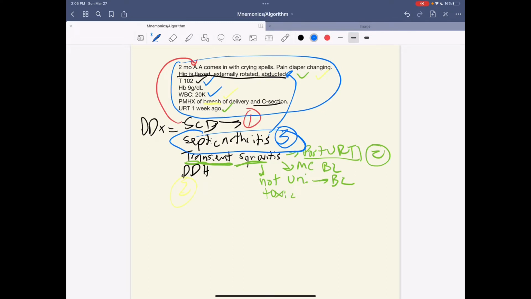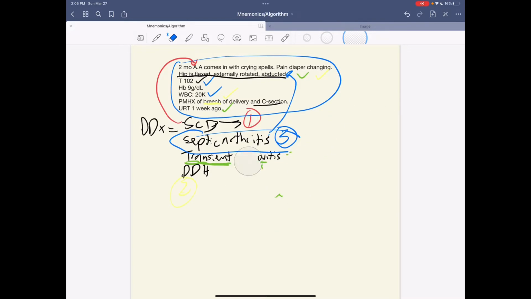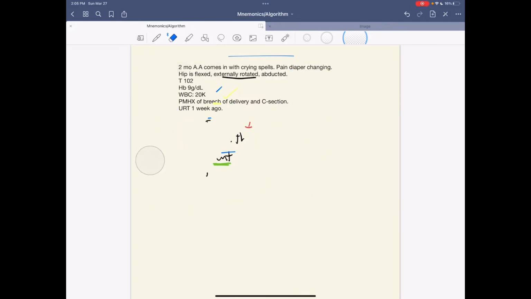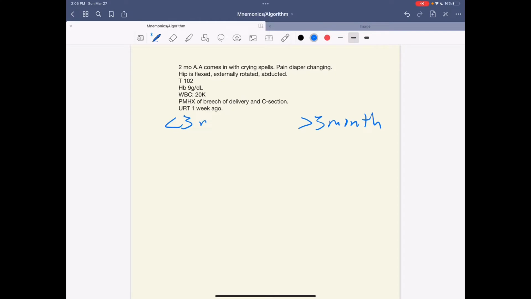So let's talk a little bit about septic arthritis, and what happens in septic arthritis. In septic arthritis, the joint's infected. So it's an infection of the joint, and this is what you need to know. There are 2 categories in children: under 3 months and over 3 months.